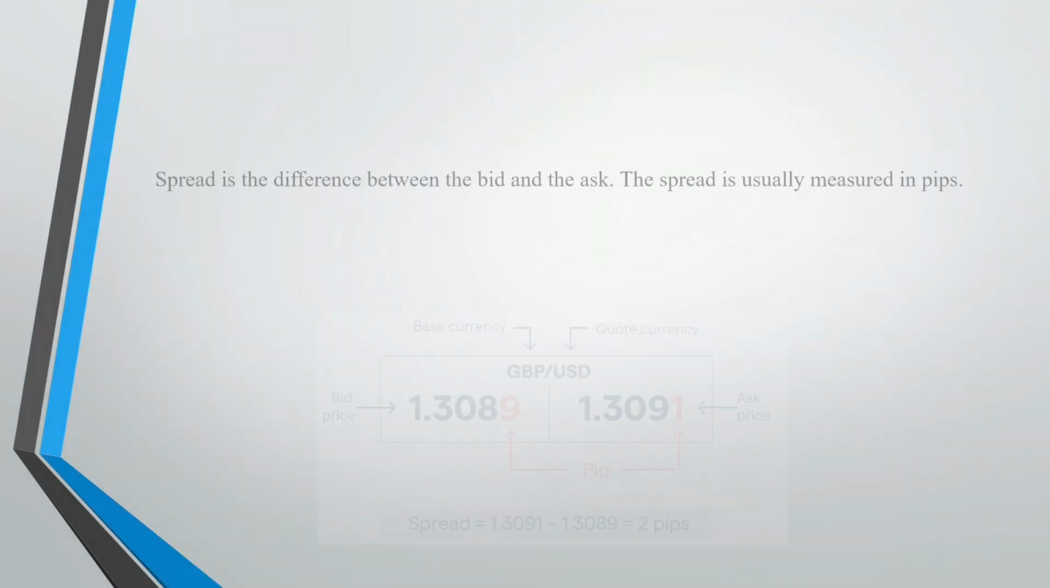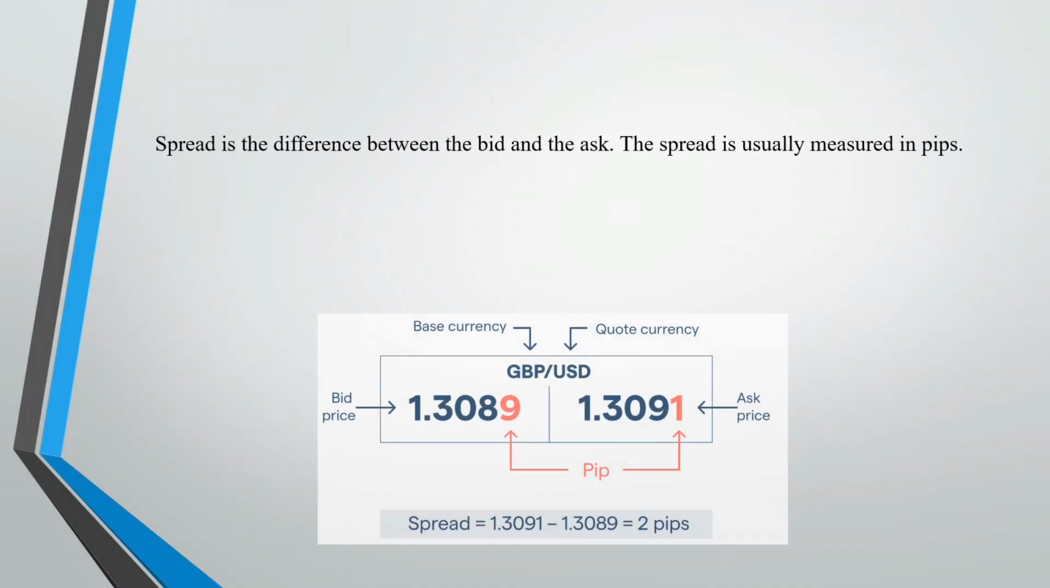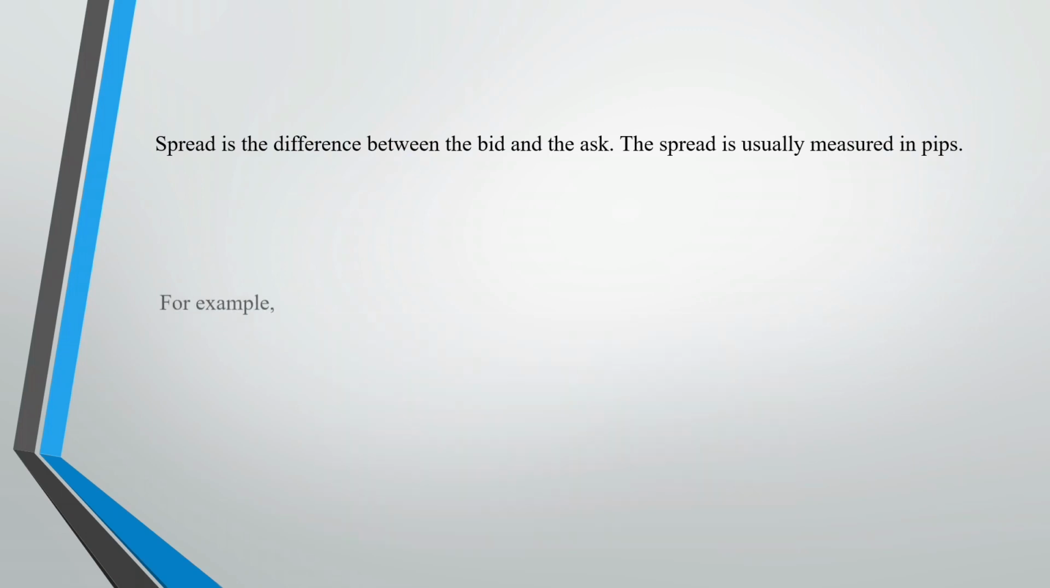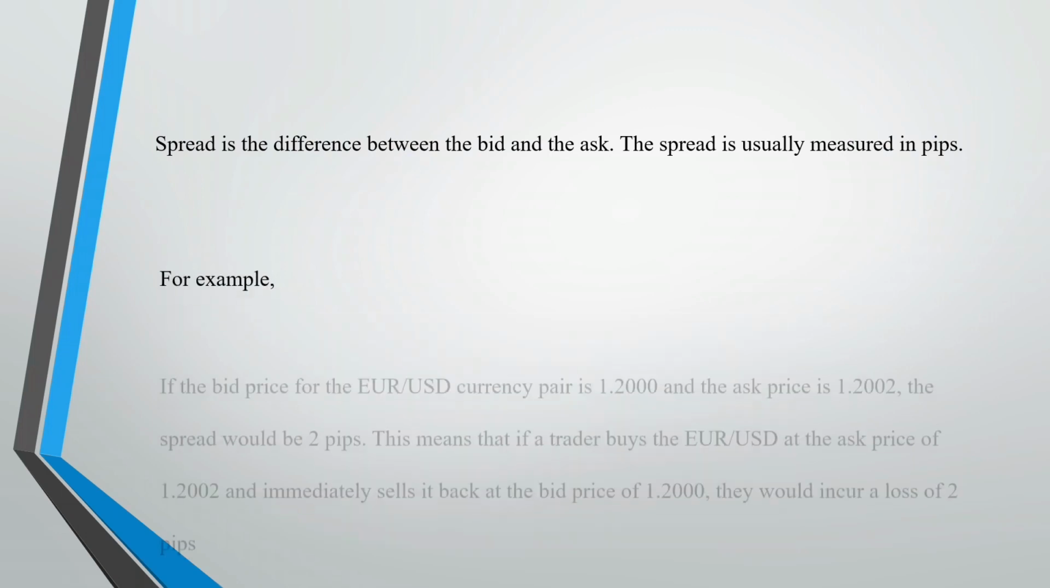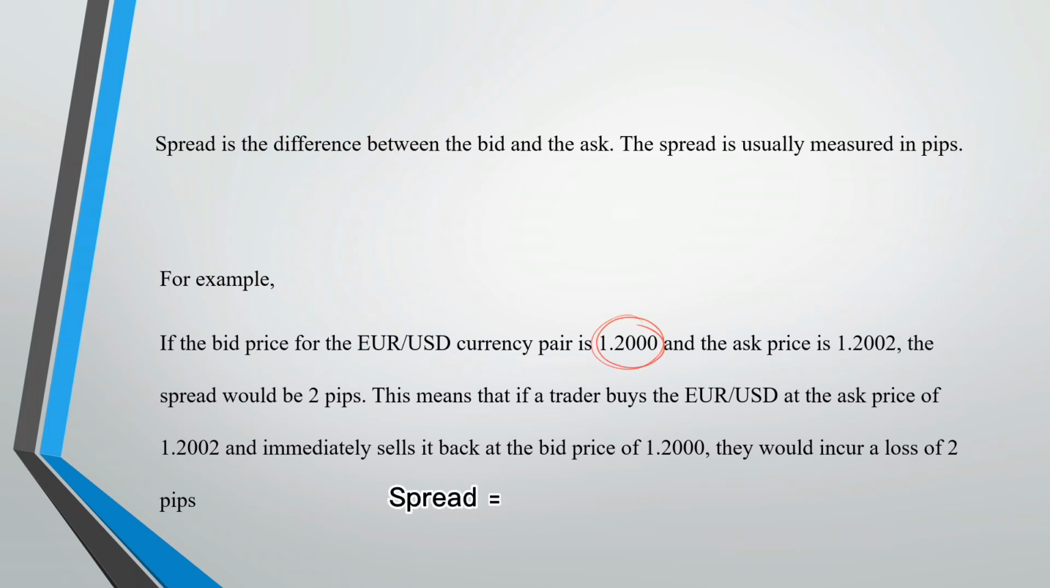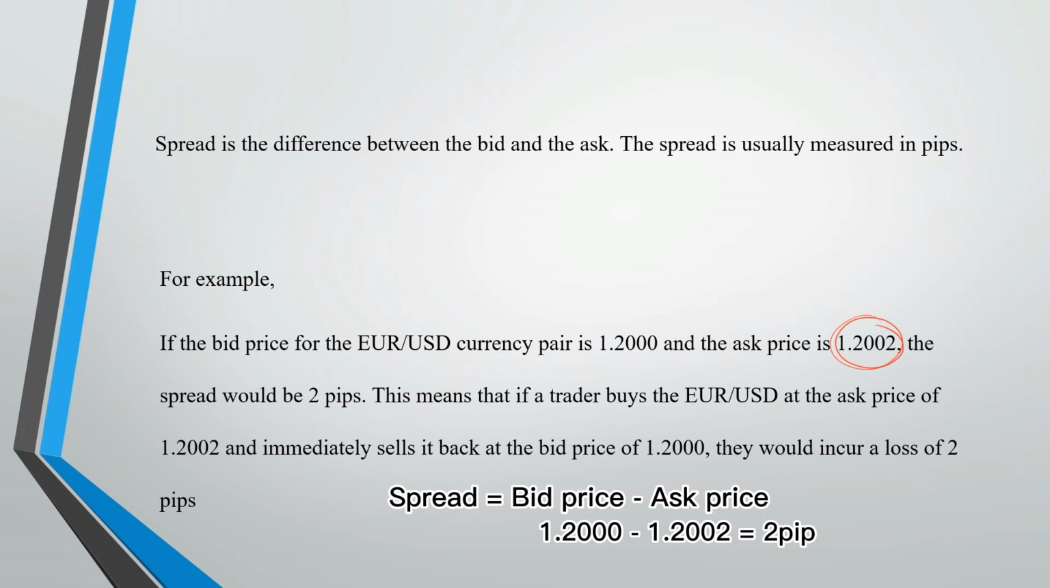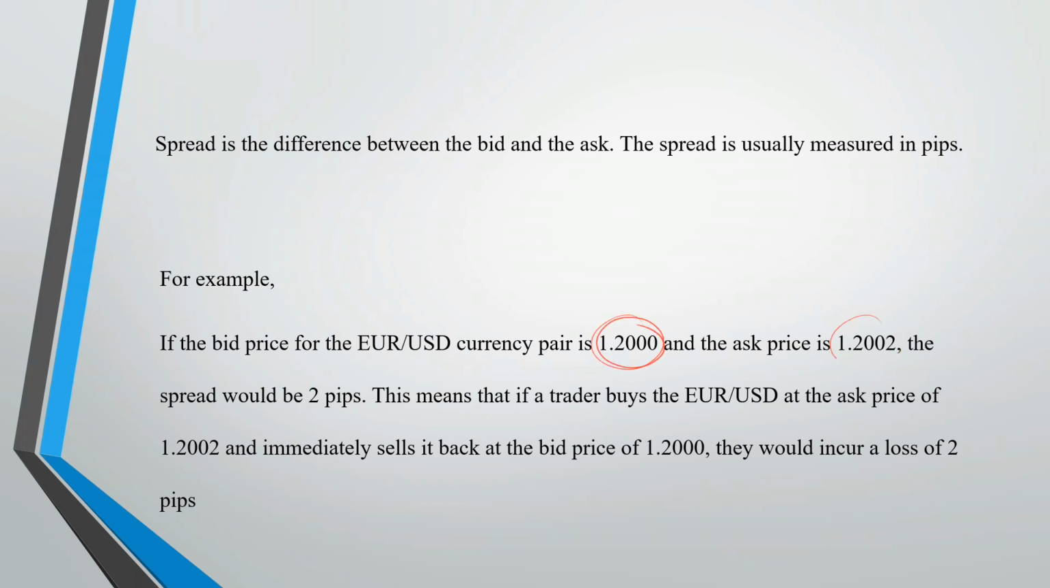Spread is the difference between the bid and the ask. The spread is usually measured in pips. For example, if the bid price for the Euro-USD currency pair is 1.2000 and the ask price is 1.2002, the spread would be 2 pips. This means that if a trader buys the Euro-USD at the ask price of 1.2002 and immediately sells it back at the bid price of 1.2000, they would incur a loss of 2 pips.